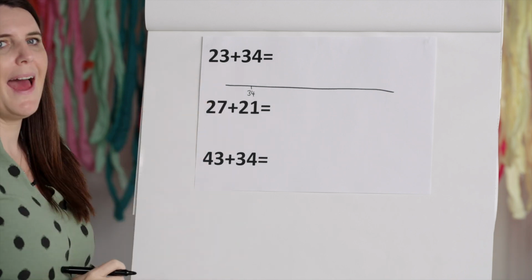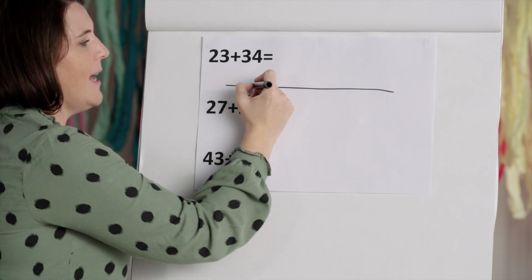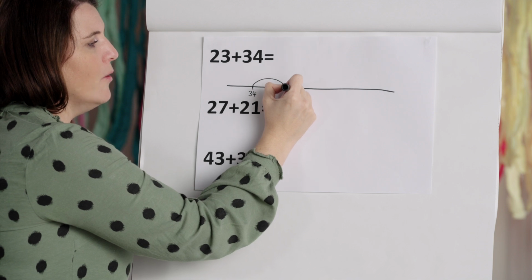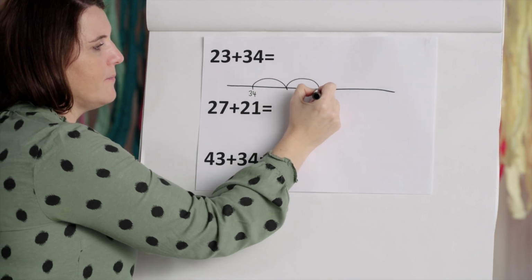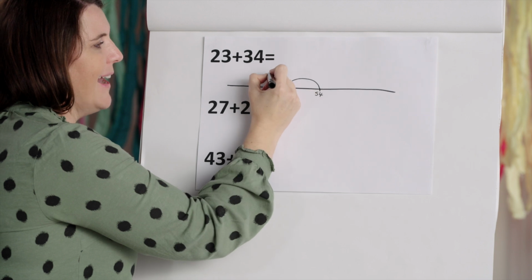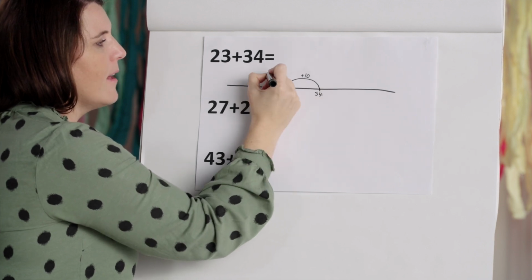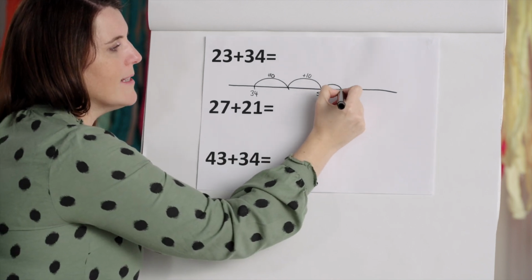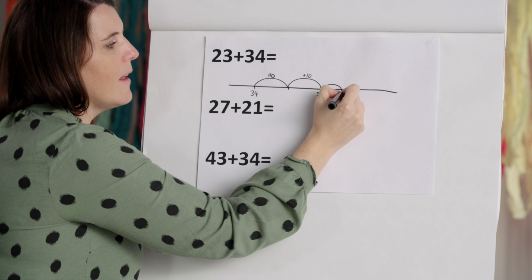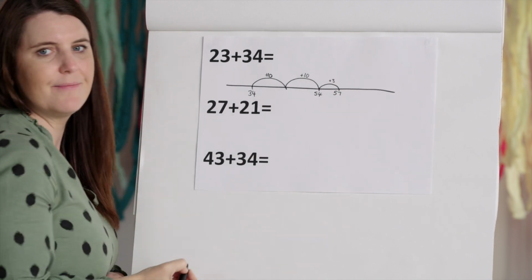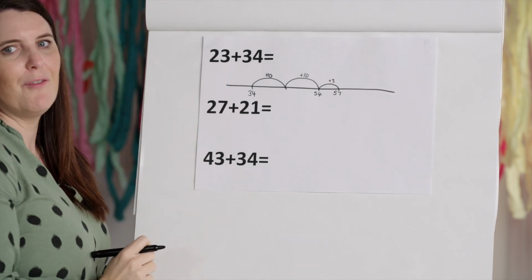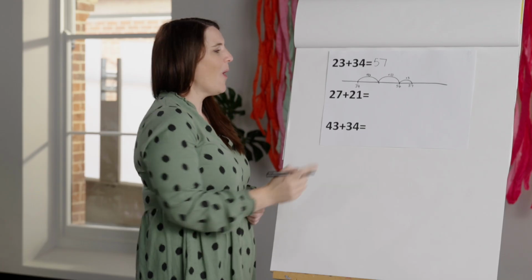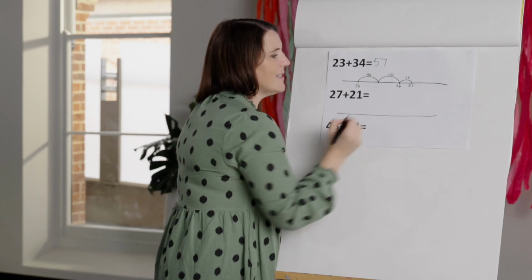I'm going to start by adding 20 first. That's 2 tens. So I've got 34, 44, 54. 54 here. I've added 10 each time. And now I'm going to add my 3 left over. 54 plus 3 gives me 57. 23 plus 34 equals 57.